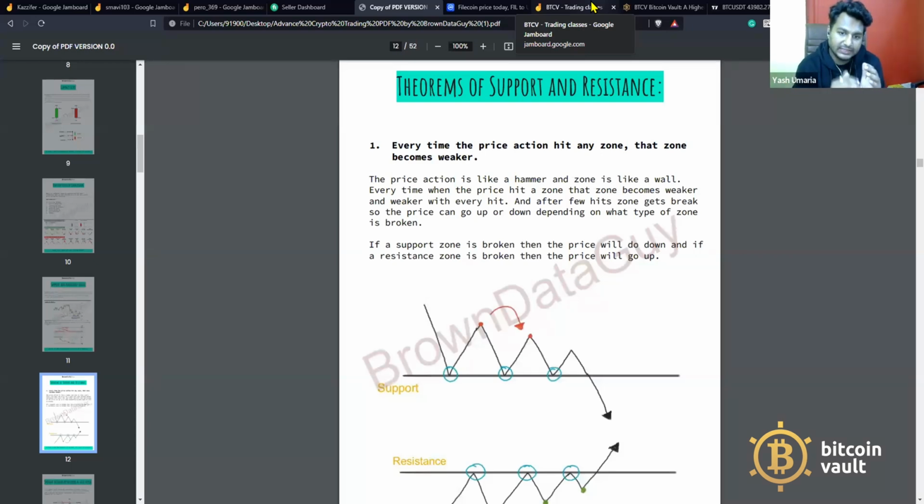So support and resistance is just like a wall. With every hit of the price, that wall will become weaker. And maybe after 3 attempts or 5 attempts or 7 attempts, or maybe even after 10 attempts, the support or resistance zone will break eventually. This is the first example.